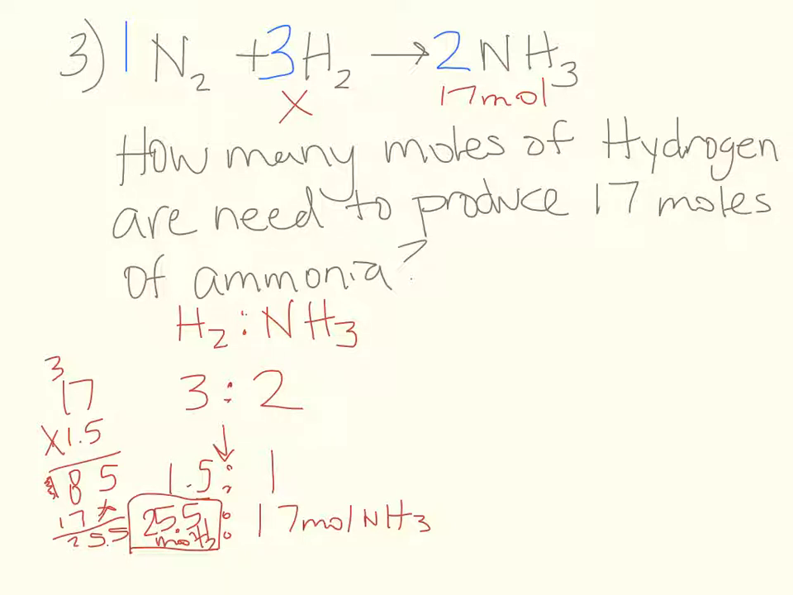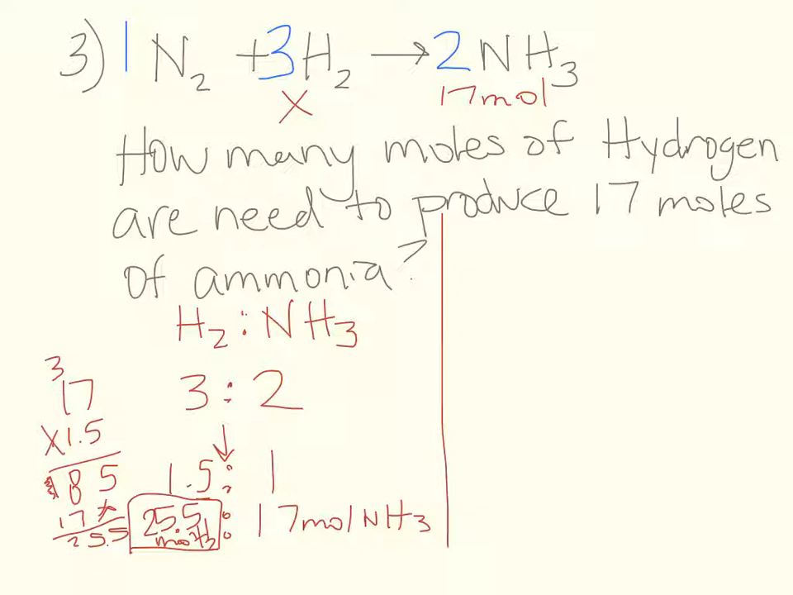Okay, so this one, you could kind of realize that a 3:2 ratio could be reduced down to 1 to 1.5, and so if you know you have 17 moles of ammonia, then hydrogen is always 1.5 times more. Okay, so then you would end up with 25.5 moles of hydrogen. But let's take a look at the same question doing the proportion way.